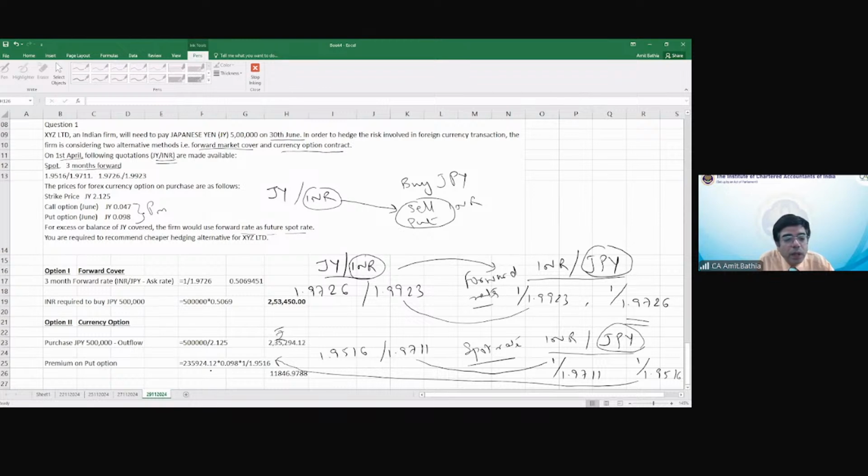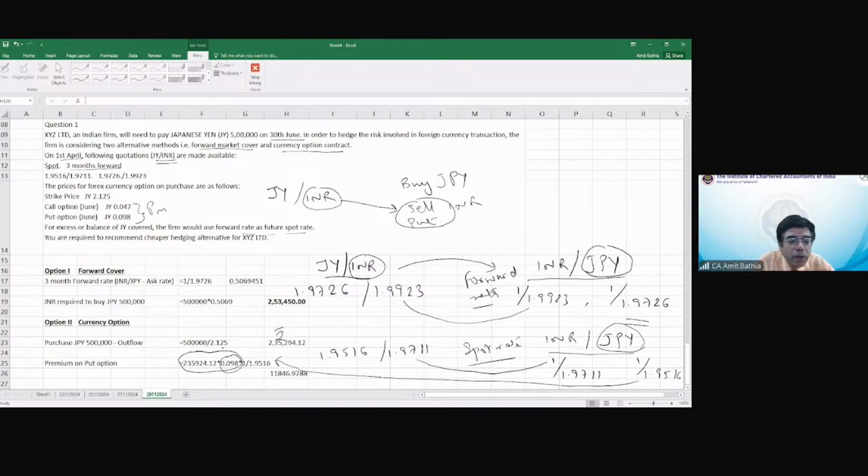Okay. Now, when you are talking about premium on put option over here, you are told the premium which you have to essentially pay is 0.098 per rupee. So when you multiply these two numbers, 235 into 0.098, you are talking about Japanese yen. Am I right? So you need this much Japanese yen, beyond the premium. Yes, sir. I am the buyer, na? I am the buyer. So I need to pay the premium, right?